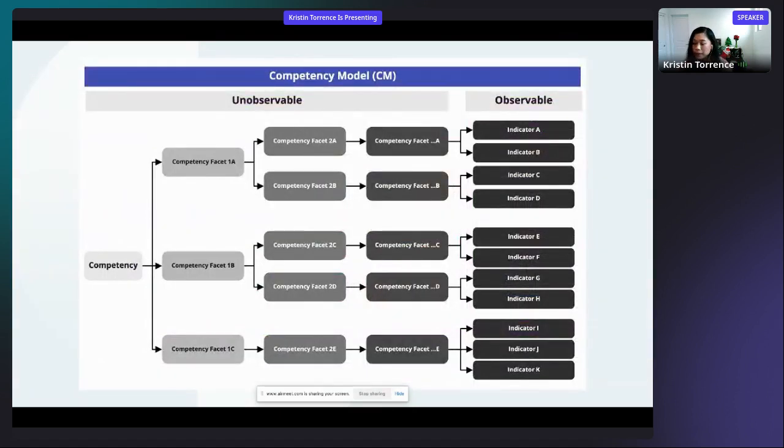To zoom in a little more on the competency model, it specifies the competencies to be measured by the game assessment. This model, as you can see here, operationalizes a larger abstract competency construct into observable indicators that are visible in the game environment that we can then build triggers for and send to the back end.